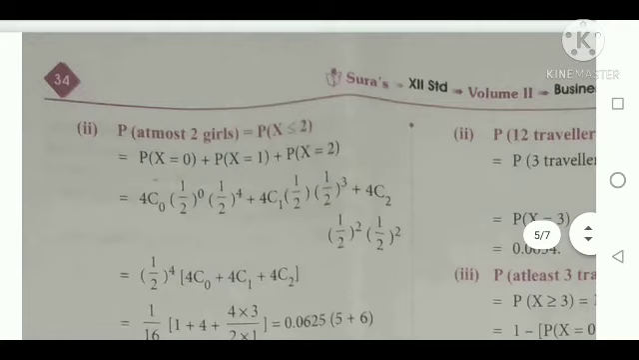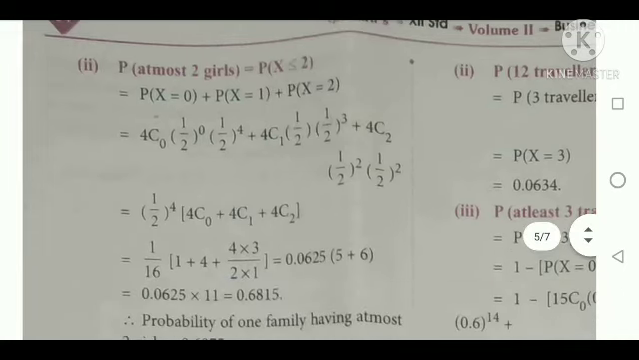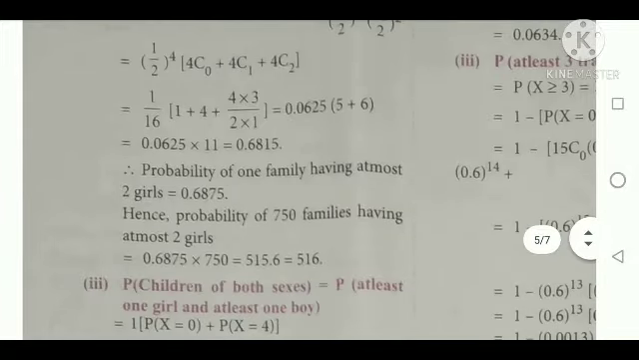Then P of at most 2 girls. At most 2 girls means it may be 0 girls, 1 girl or 2 girls. Therefore P of x equal to 0 plus P of x equal to 1 plus P of x equal to 2. Here 4C0, p power 0 and q power 4; 4C1, p power 1 and q power 3; where p equal to 1 by 2 and q equal to 1 by 2; and 4C2, 1 by 2 power 2 and 1 by 2 power 2. We are getting the answer 0.0625 into 1 plus 4 plus 6, that is 0.6875.